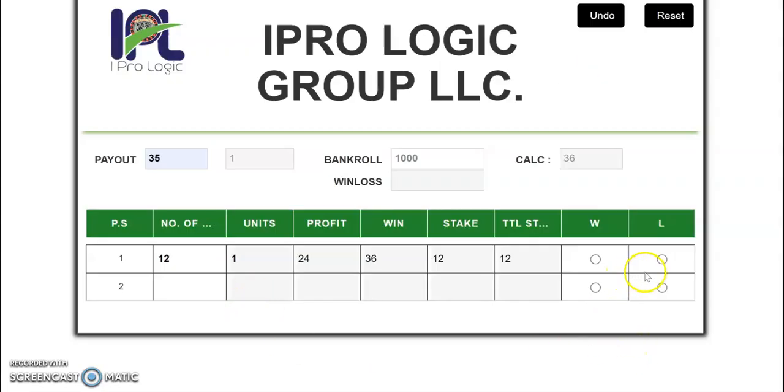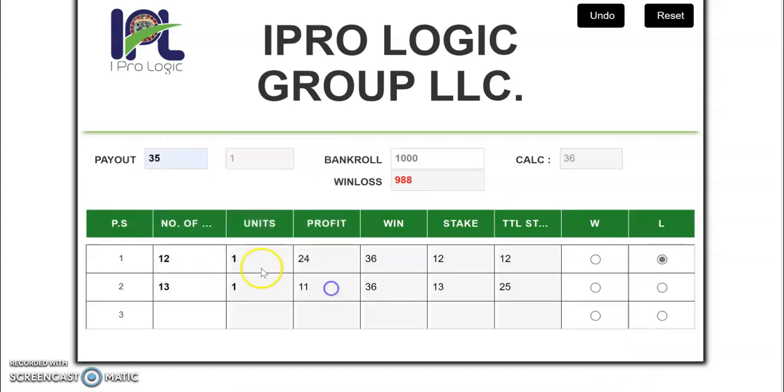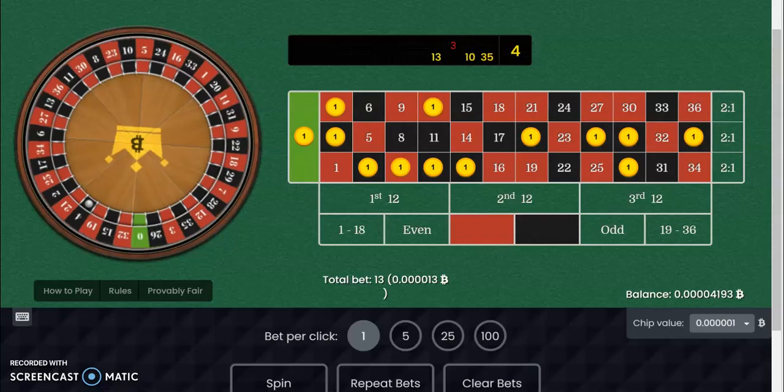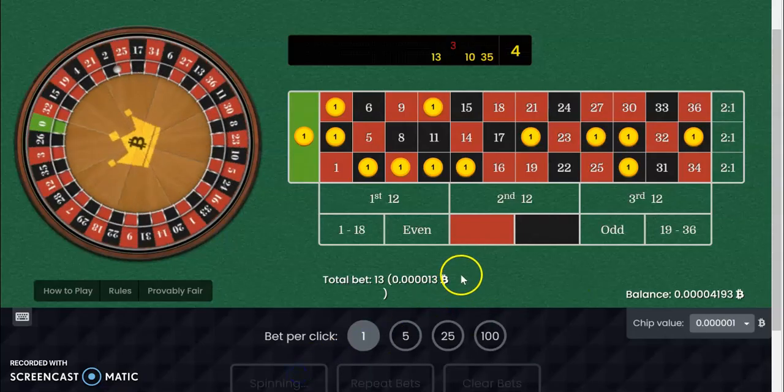So this is going to be an L. Just follow the tracker, and obviously follow the calculator. It'll tell you what to do. It still says 1 unit. You need to pay attention to this, because when it changes and it goes to 2 units, you need to be ready. Okay, so we're going to go.